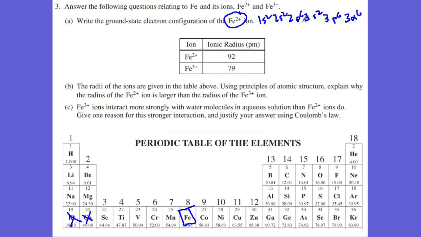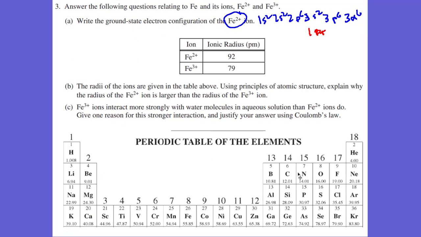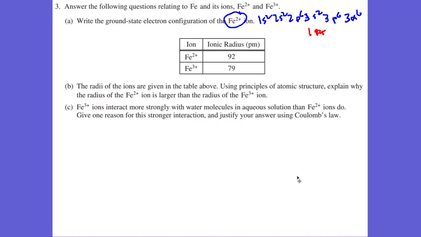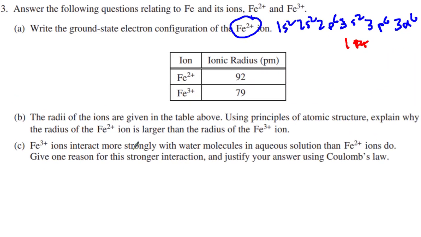A is worth 1 point, of course, to find the electron configuration of the iron plus 2. You can see where most students mess up on that one is where they forget that what they're looking for is the ion and not the solid. B says the radii of the ions are given in the table above, and you can see iron plus 2 has a larger radius than iron plus 3, and they want to know why iron plus 2 has a larger radius than iron plus 3.